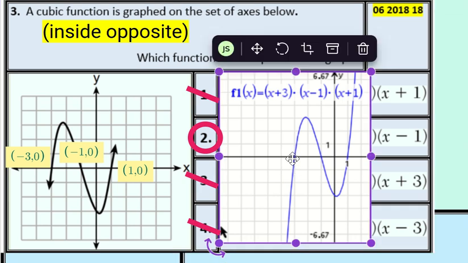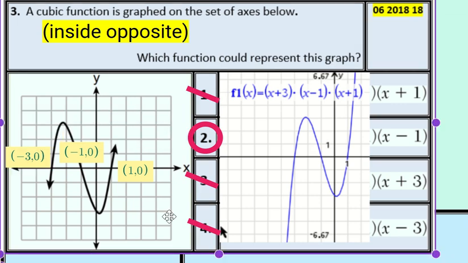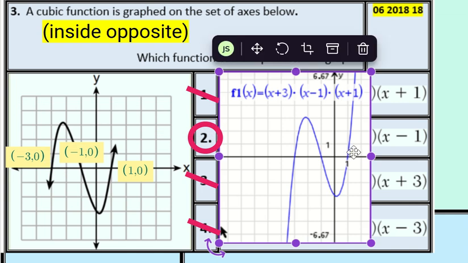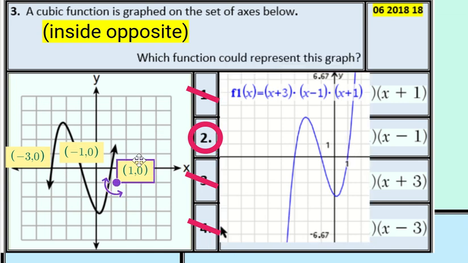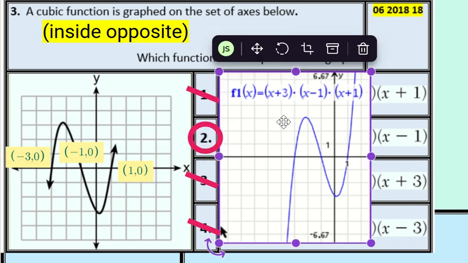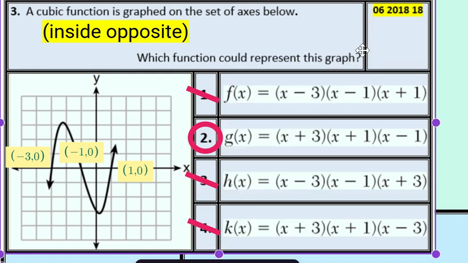We get negative 3, 0, negative 1, 0, and positive 1, 0. And that's another way to make sure that we get the right answer, which in this case is choice number 2.